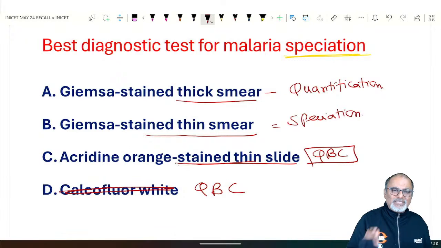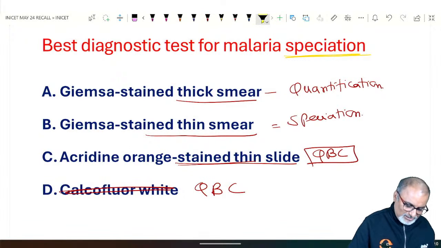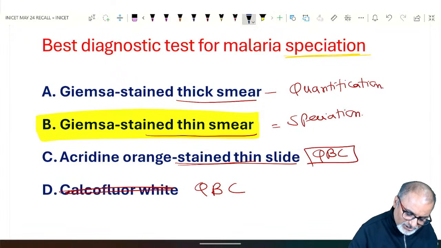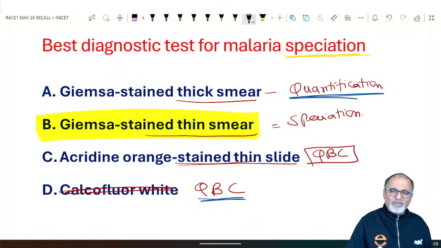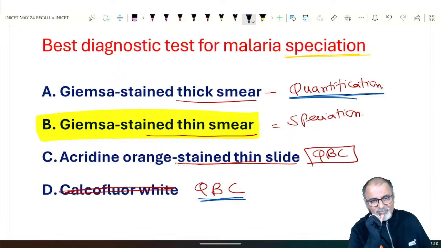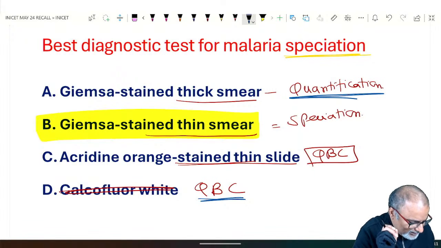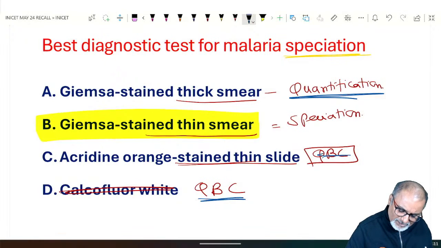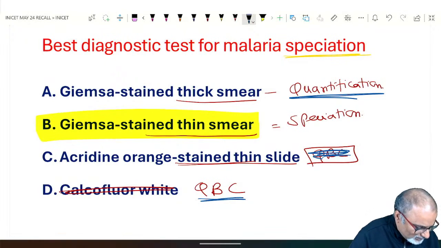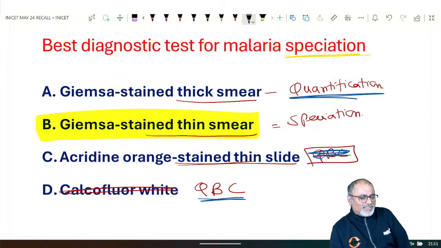The best method, for more than 100 years, for speciation is Giemsa stained thin smear. This is quantification. Same thing here, quantitative Buffy coat analysis. We can see the Buffy coat and identify, but you cannot speciate very well. You can see the pigments, bands, everything to see which species it is. You can go for Giemsa stained thin smear. Yes, I put QBC as a separate option. Don't worry. Precision. The answer is Giemsa stained thin smear.